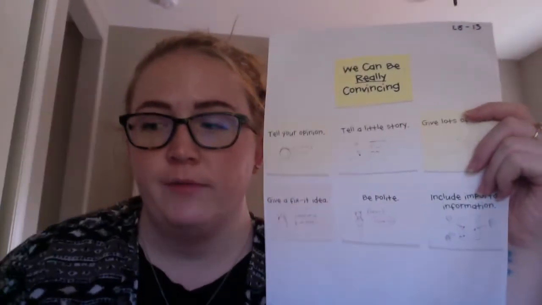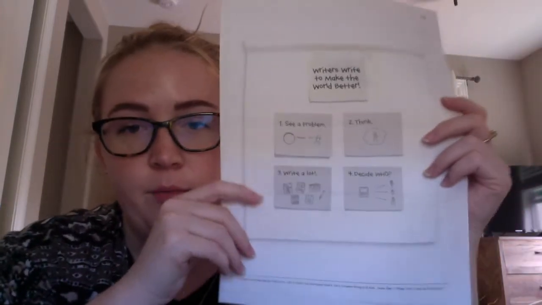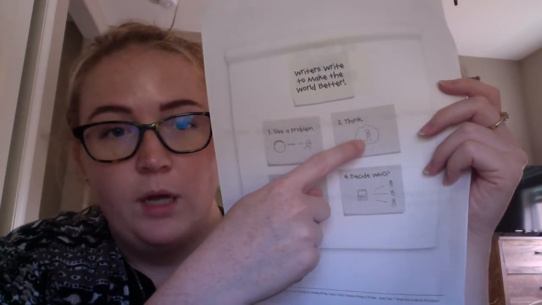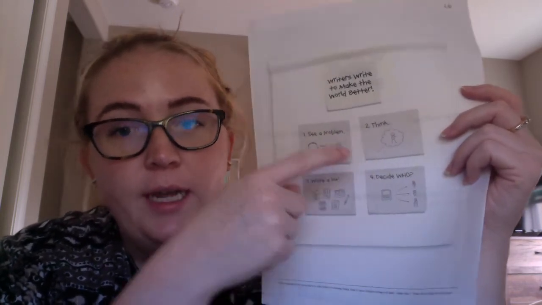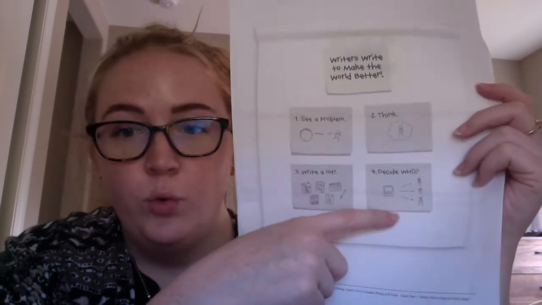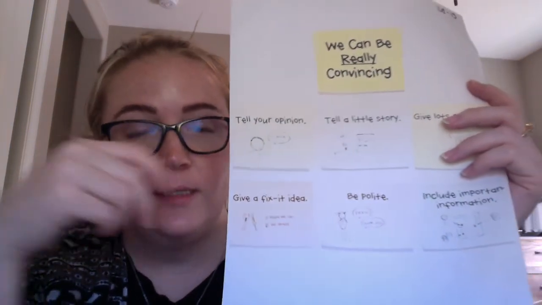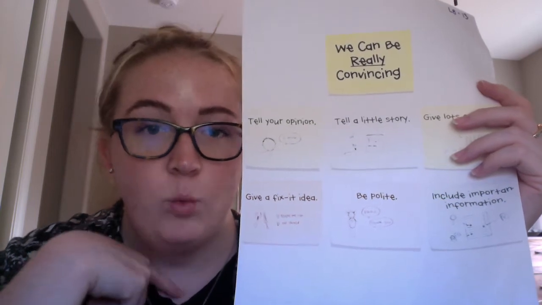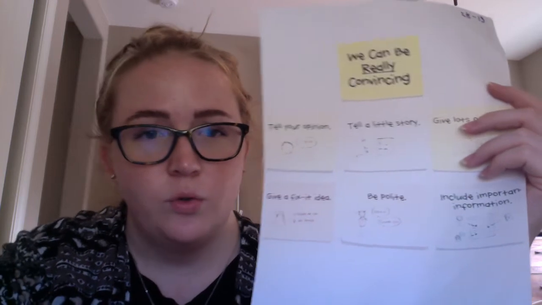When we're doing our writing, first, we think of a problem. We think of some reasons why it's a problem, and then we think of a solution, and then we decide who can help me solve this problem. We want to make sure when we're doing this that we tell our own opinion and how we feel about the problem, tell a little story.